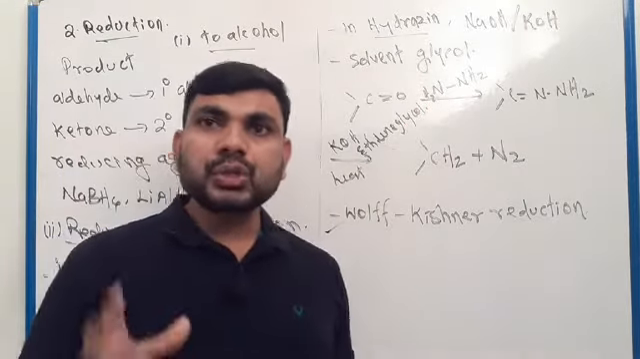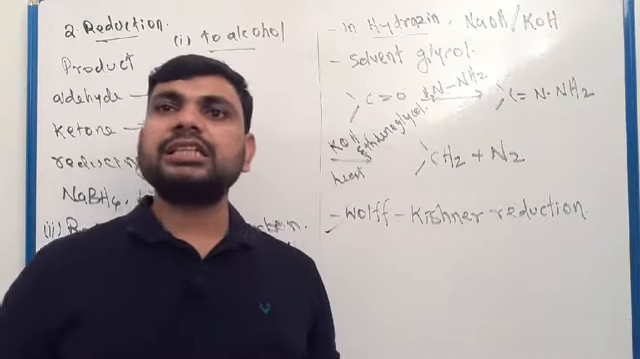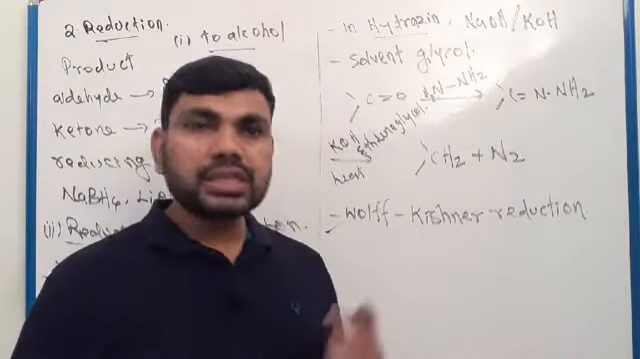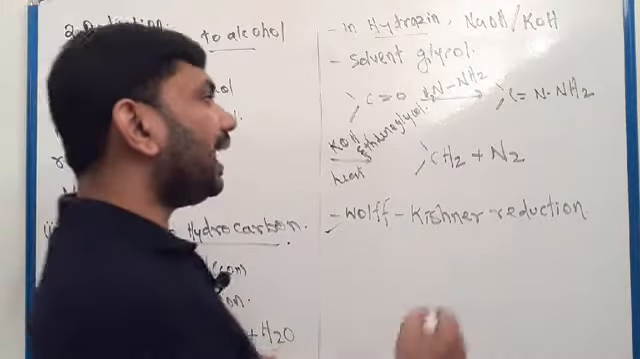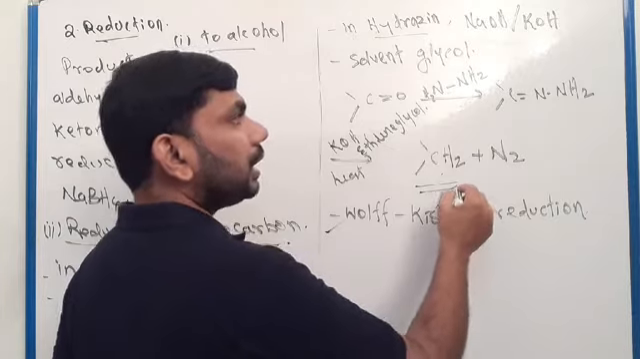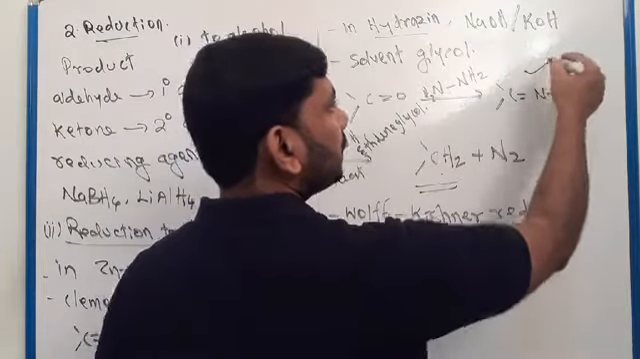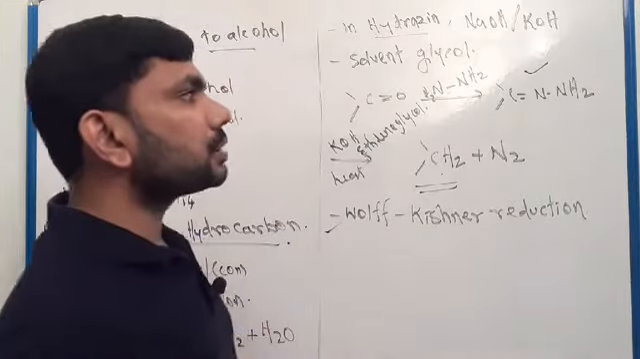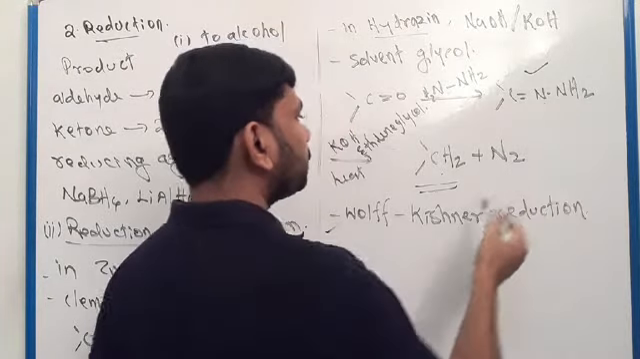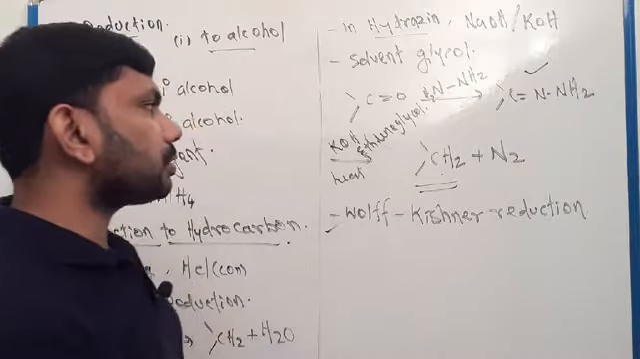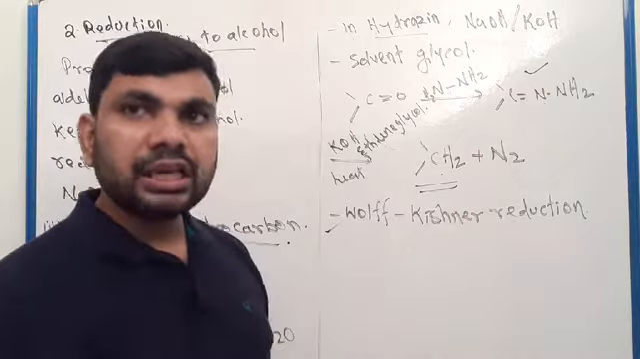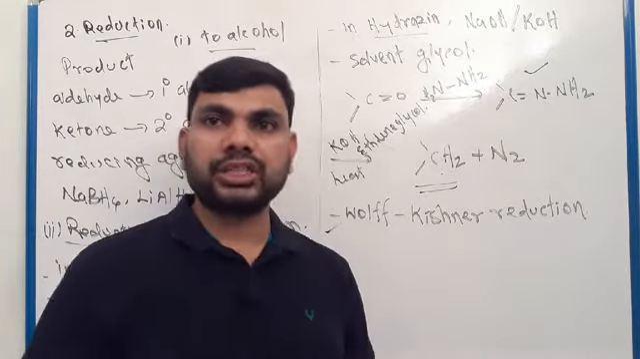So hydrazine and sodium or potassium hydroxide are mixed in ethylene glycol and treated with aldehyde or ketone. This aldehyde or ketone will change to hydrocarbon. Look here, this C=O changes to CH2, hydrocarbon. Here this intermediate product forms: carbon double bond nitrogen NH2. This intermediate is again treated with potassium hydroxide in ethylene glycol. Here hydrocarbon is formed and nitrogen is released. This chemical reaction is called Wolff-Kishner reduction.